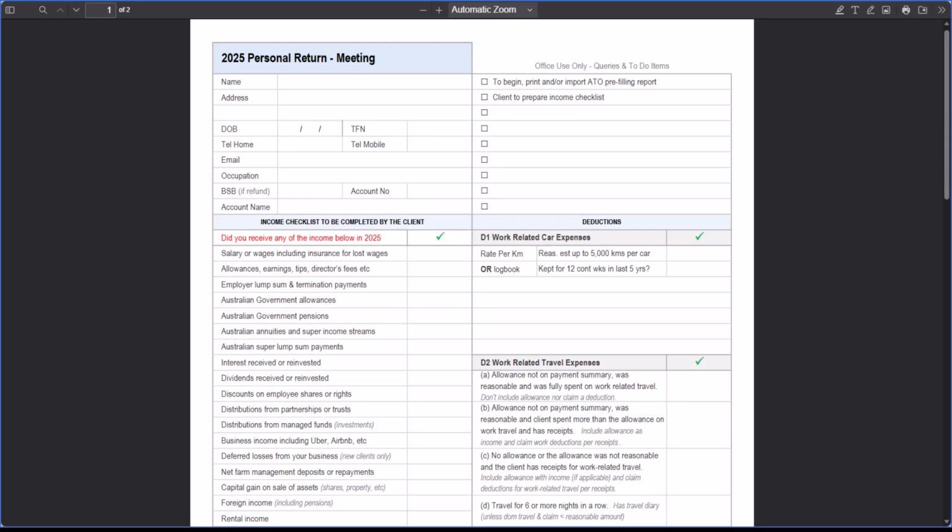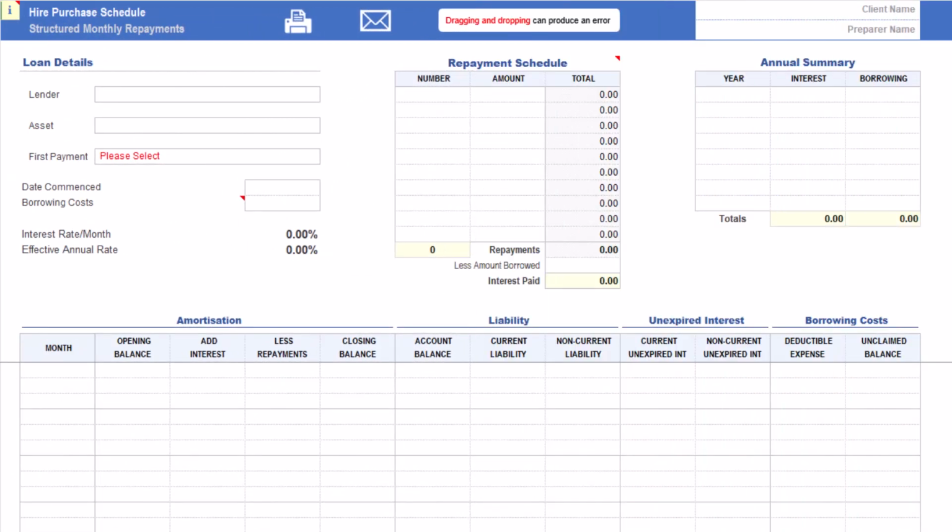Later, she meets with a client to take down details which she will use later to prepare their personal tax return. She prints the form Interview Tax Return to use during the meeting. This return has hire purchase interest to claim on a structured loan for a car. She downloads our hire purchase monthly structured workbook to calculate the interest and borrowing expenses claimable over the life of the loan.